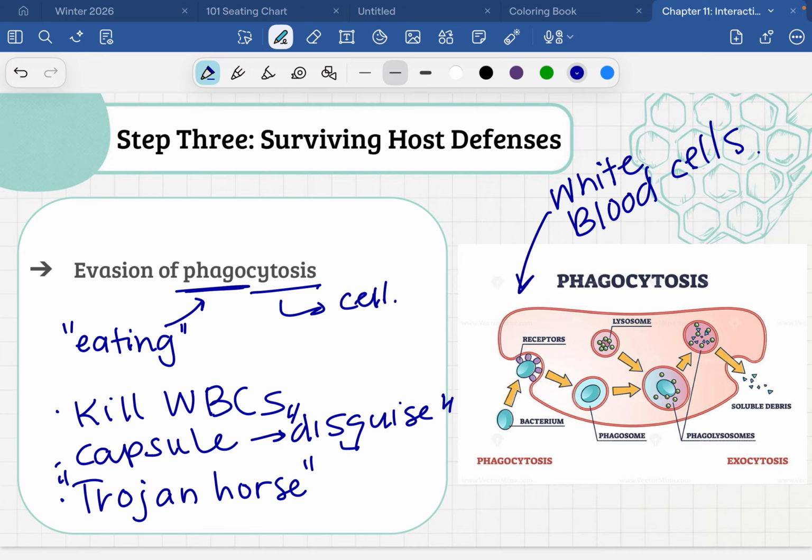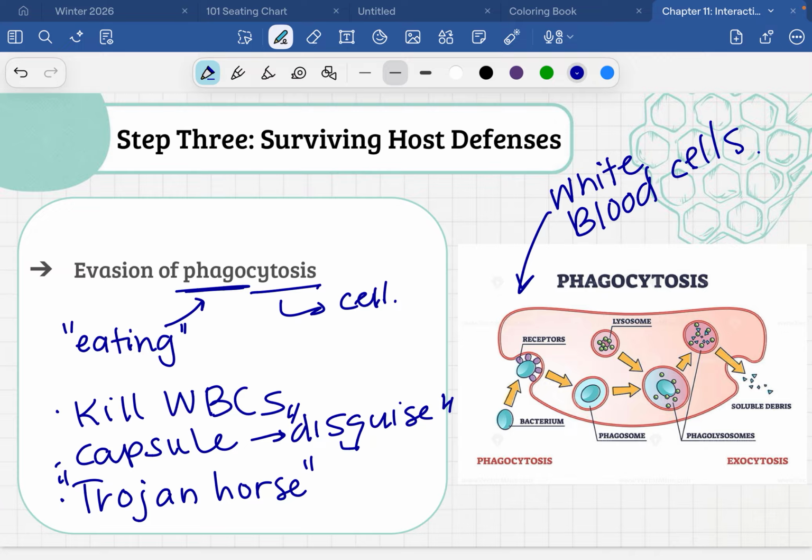But there's lots of different ways that bacteria have figured out how to get past these white blood cell patrollers that are going to kill them. They either kill them first, they hide from it, or they figure out a way to live inside them. There are lots of different mechanisms.